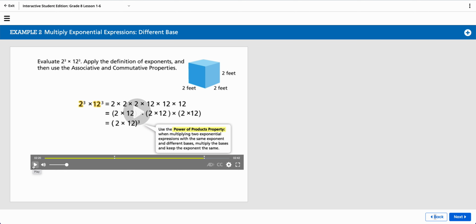We had the product of powers. Now we're switching the rule around. Now we've got the power of products. Okay? So as long as the exponents are the same, we still can deal with the math. And here's how it's going to look at the end.